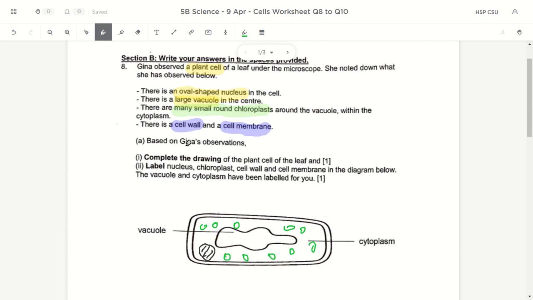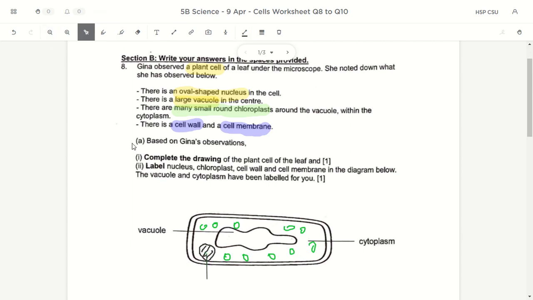Later we'll label. Cell wall, I know there's a cell wall outside here, and the cell membrane is the inner line here. So these are the parts that you should draw. So for part 1, you should draw in a nucleus. You should draw in many chloroplasts over here. Right, so part 2, label. So label is quite simple. Let's start from the nucleus. This is my nucleus, so I'm going to draw down.